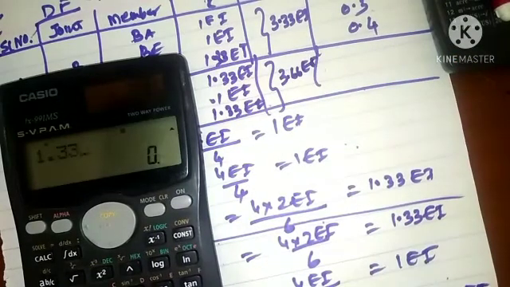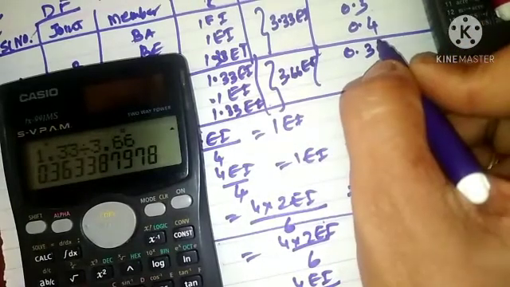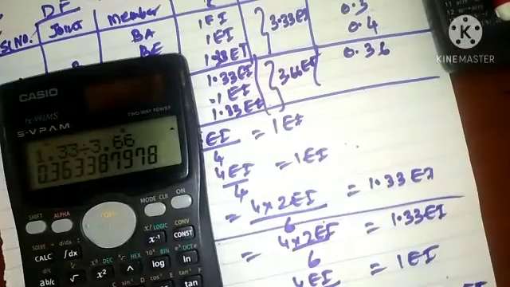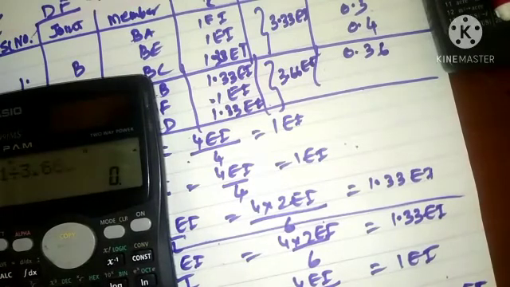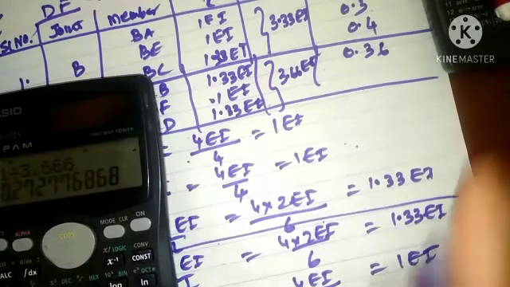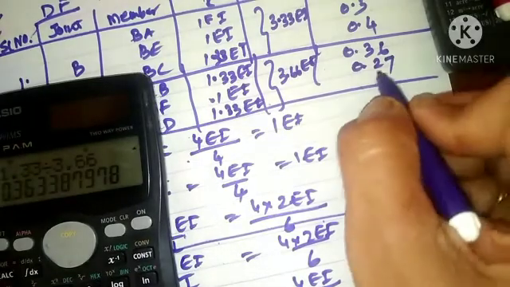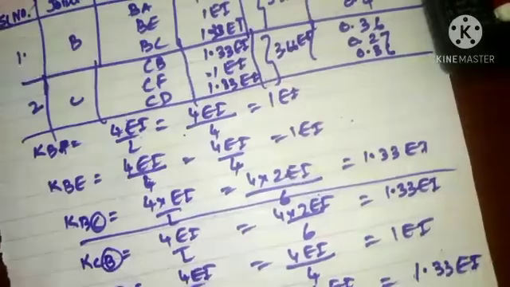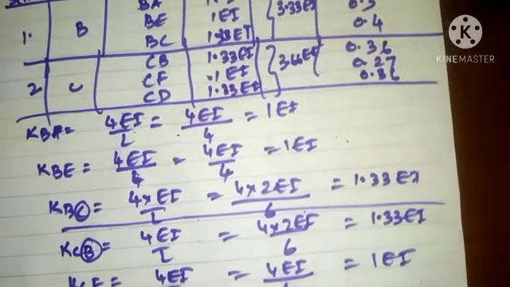So 1.33 divided by 3.66 comes as 0.36. Next is 1 divided by 3.66, which comes as 0.27. Then the last one, 1.33 divided by 3.66, comes as 0.36. So this will be the calculation of the distribution factors: 0.36, 0.27 and 0.36.